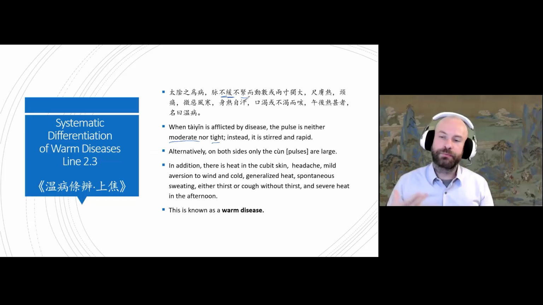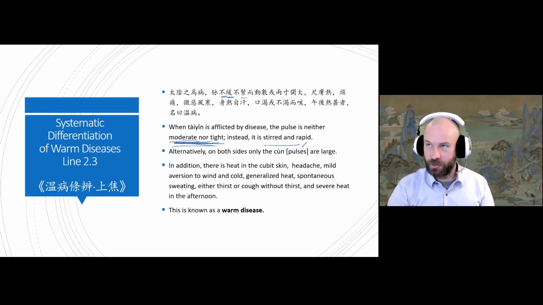And this comes from, I believe, line 2 of the Shanghan Lun, where they talk about Zhongfeng having a slack or moderate pulse. And then in line 3 of the Shanghan Lun, they talk about Shanghan, or I might have got those two mixed up, sorry if I did. But they talk about that having a tight pulse as well. So both these mentions of pulses are differentiating it from lines 2 and 3 of the Shanghan Lun, to say that this pulse will be stirred and rapid.